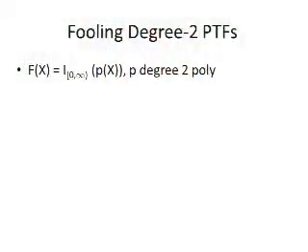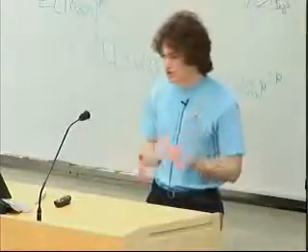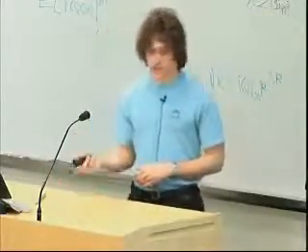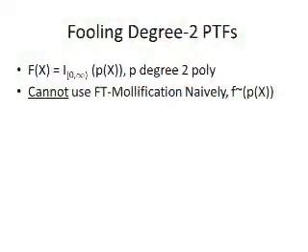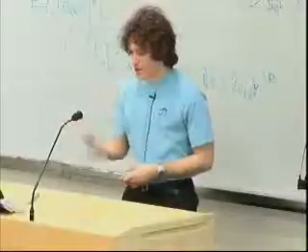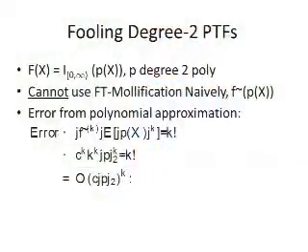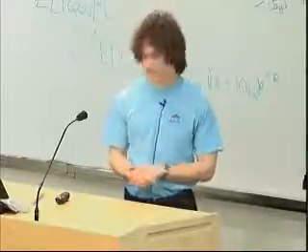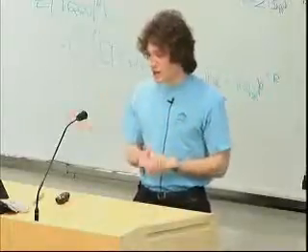Okay, so using this we can fool degree 2 polynomial threshold functions. So what we want to do is we let f of x be this indicator function from 0 to infinity of p of x, where now p is a degree 2 polynomial. Note that we cannot now naively use the FT-mollification method. So again, we've got a mess, but if we're trying to approximate f by a smooth thing, suppose even f were smooth, and now we're going to use our Taylor error. Well, our Taylor error looks like the size of f to the k times the kth moment of p over k factorial.